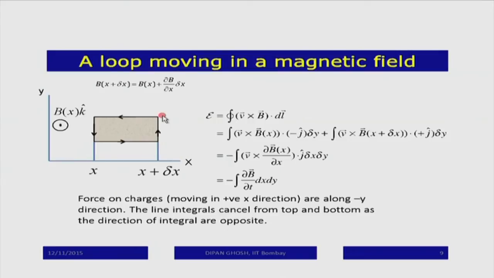I get a contribution from here, but because the strength of the magnetic field is different here by delta B by delta x over this, when I calculate the line integral over this, I get a value. Okay? So now my line integral, this is my EMF in this situation. So here I have a circuit which is in an inhomogeneous magnetic field and it is moving like this.